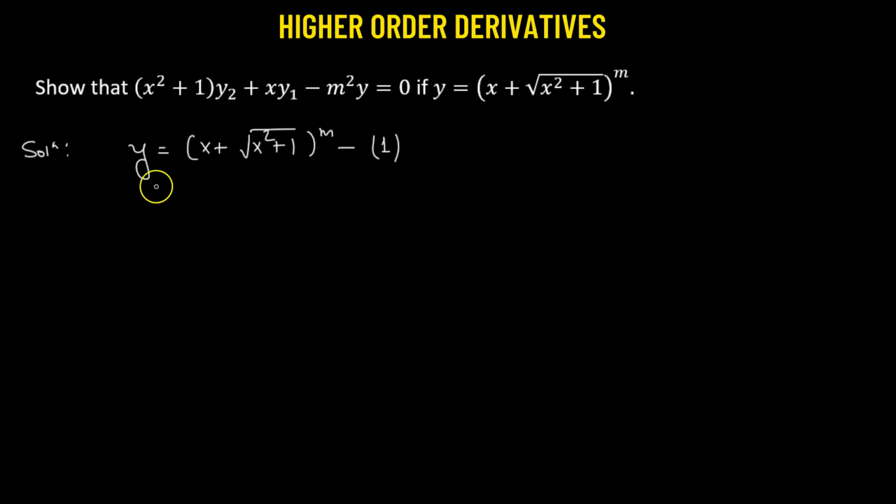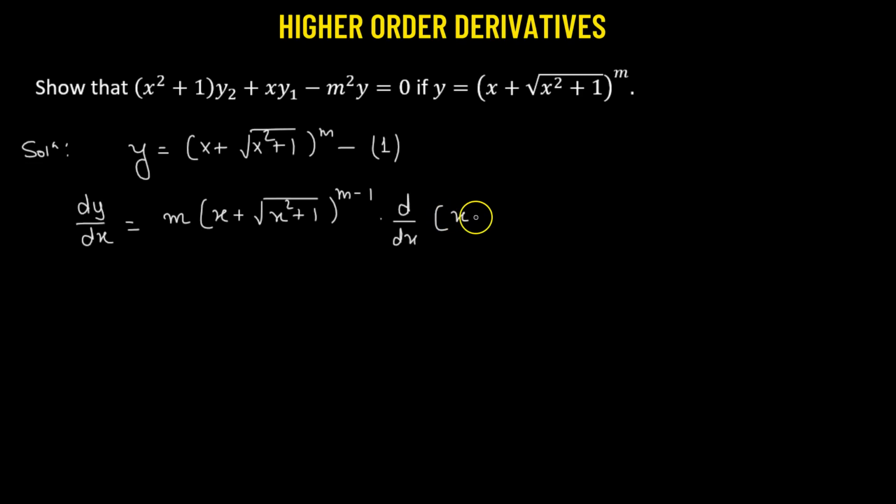Now what we'll do, we'll take the derivative on both sides with respect to x. So we have the derivative of y with respect to x. Now we'll have to use the power rule here. So we have m times (x plus square root of x squared plus 1) whole raised to the power of m minus 1 times, we'll have to also use the chain rule here. So we'll take the derivative with respect to x of x plus square root of x squared plus 1. Fine. So this gives us m times (x plus square root of x squared plus 1) whole thing raised to the power of m minus 1 multiplied to, now we'll take the derivative of each of the terms.